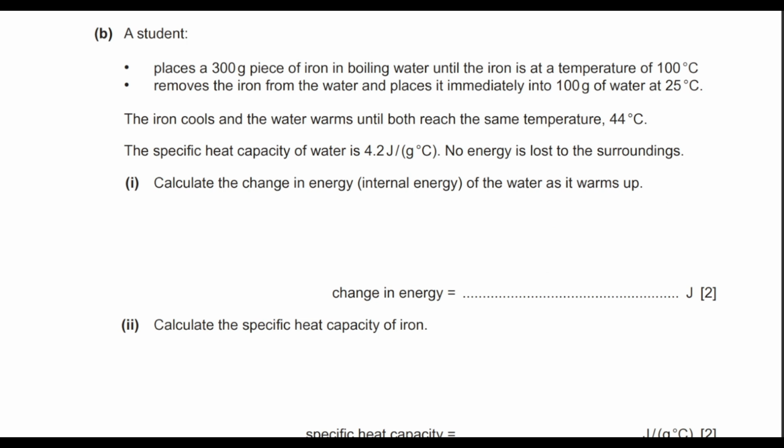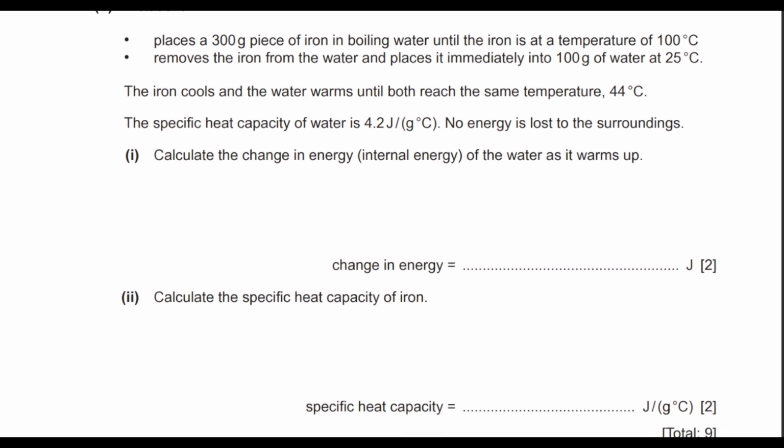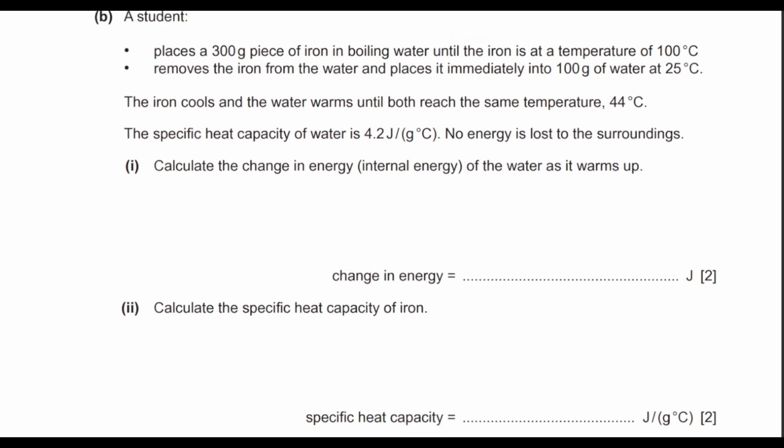Okay, the next question is that he places 300 grams of iron in boiling water until it reaches 100 degrees centigrade. So today the iron is at 100 degrees centigrade. He removes the iron and then places it in 100 grams of water at 25, and after the mixture cools down, thermal equilibrium is established at 44 degrees centigrade. He says no energy is lost to the surroundings. Okay, good enough. Calculate the change in internal energy of the water as it warms up.